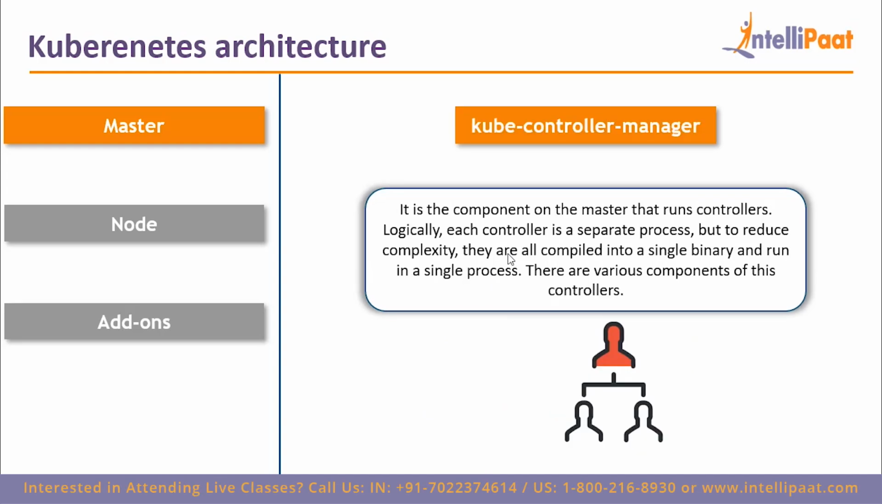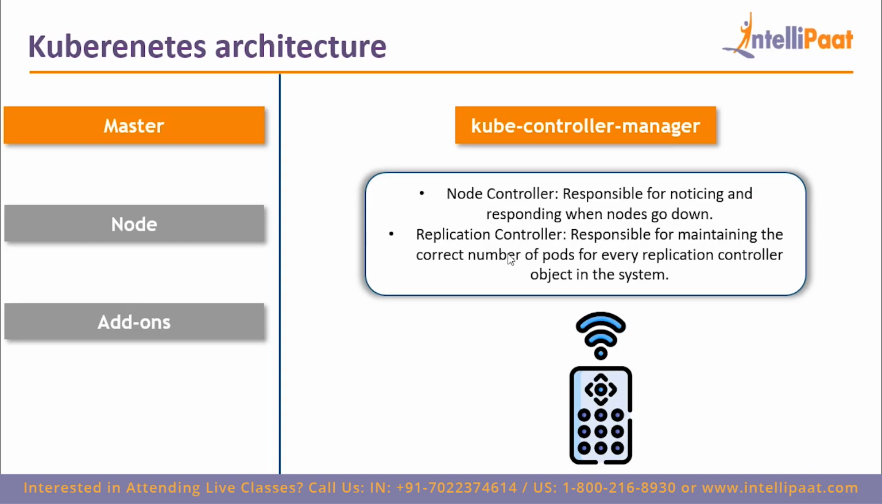Coming to the kube controller manager, it is the component on the master that runs the controllers. Logically, each controller can be thought of as a separate process, but to reduce complexity, it is compiled into one binary and run as a single process. There are various components of the controller, namely four kinds. First is the node controller, which is responsible for noticing and responding when a node goes down. If you are creating multiple nodes, it has to make sure that all of the nodes are running. So the node controller's job is to notice and respond when a node goes down.